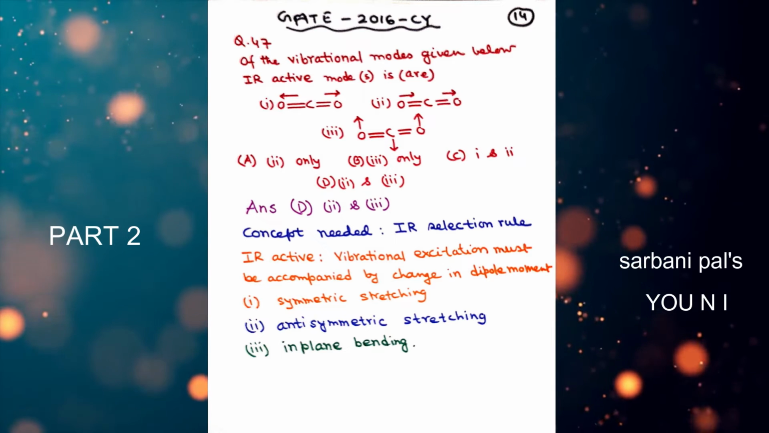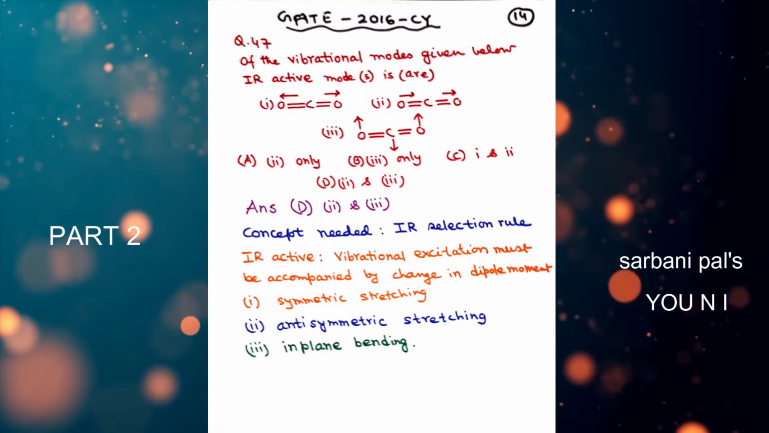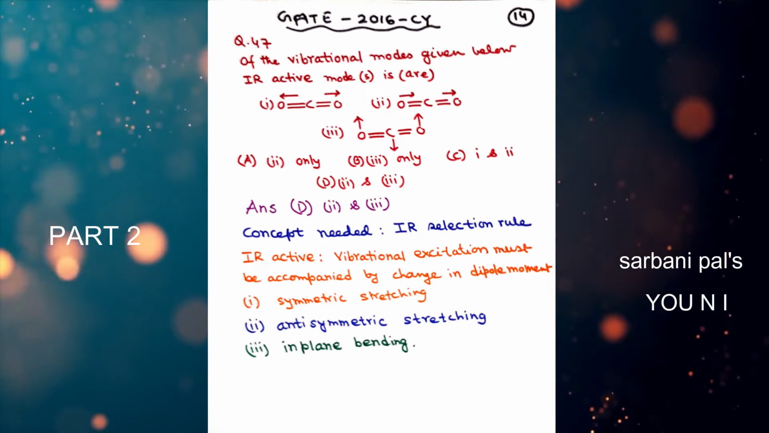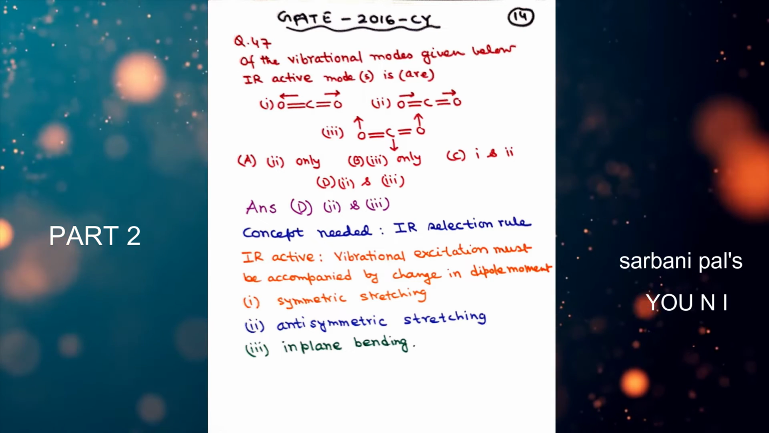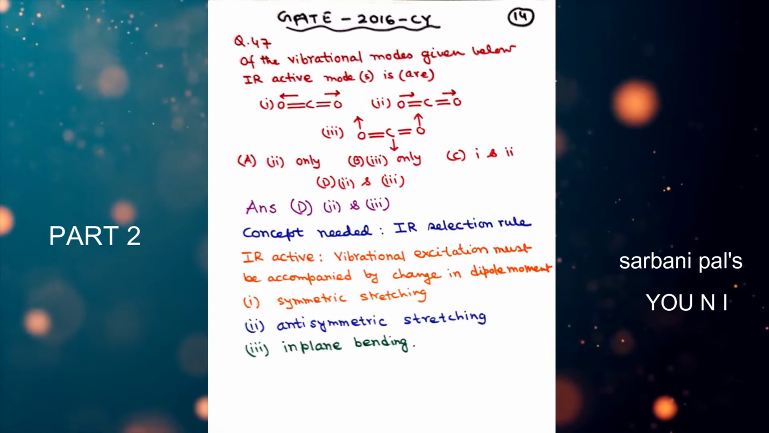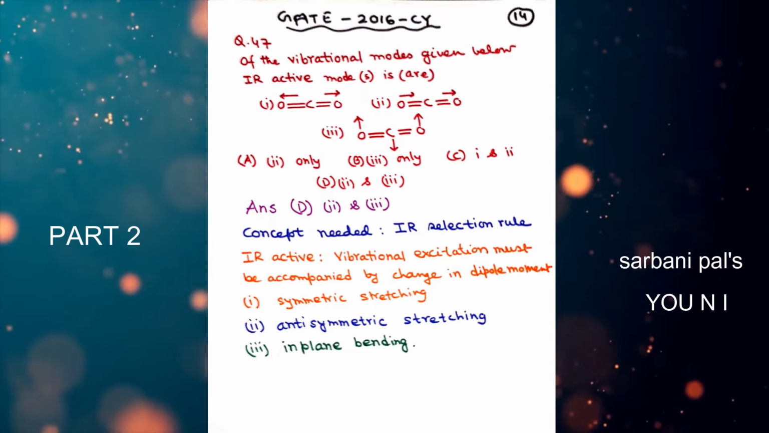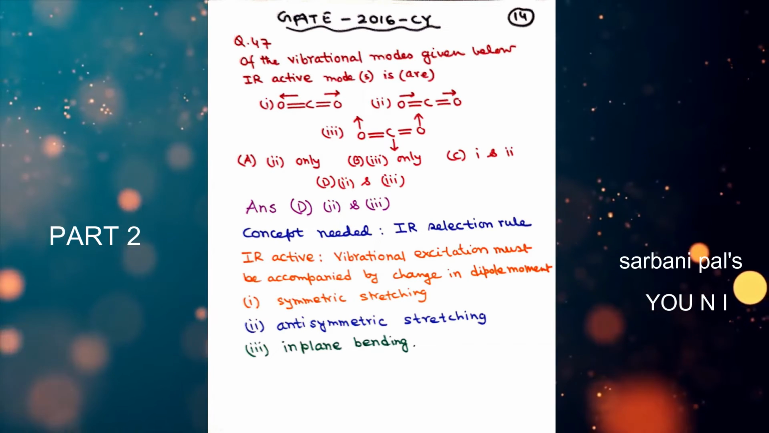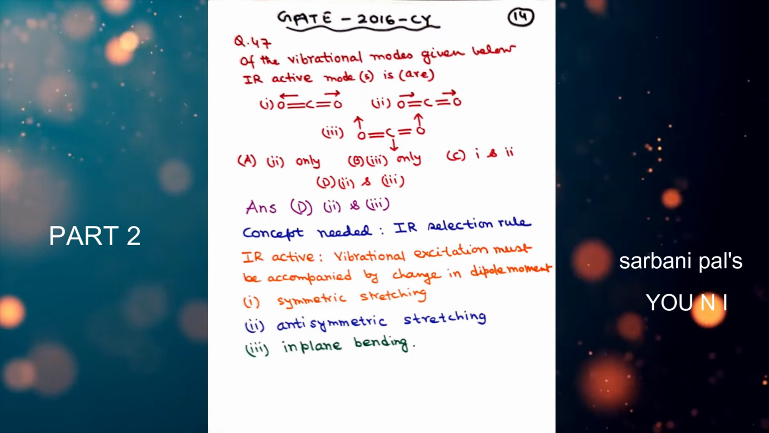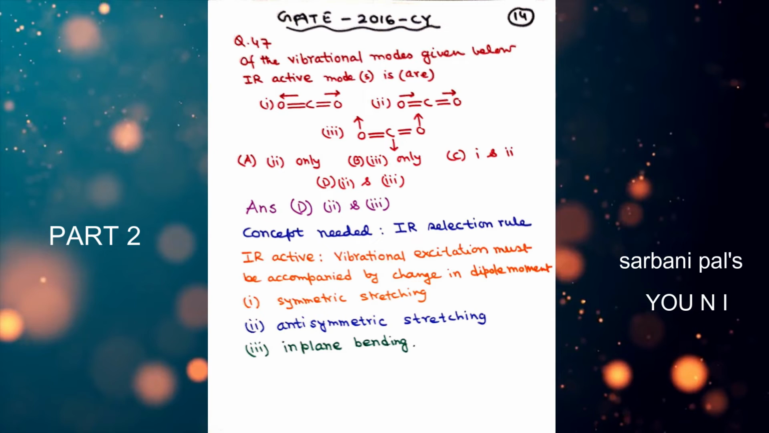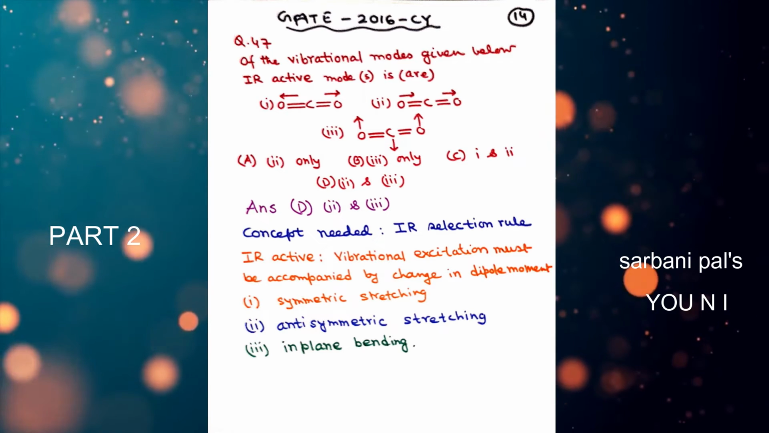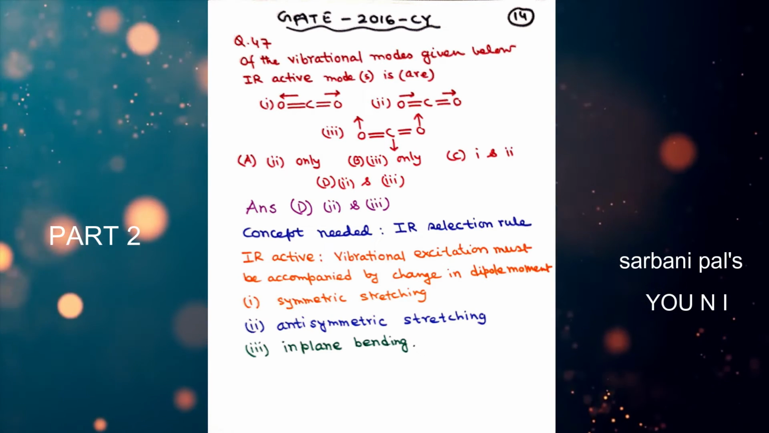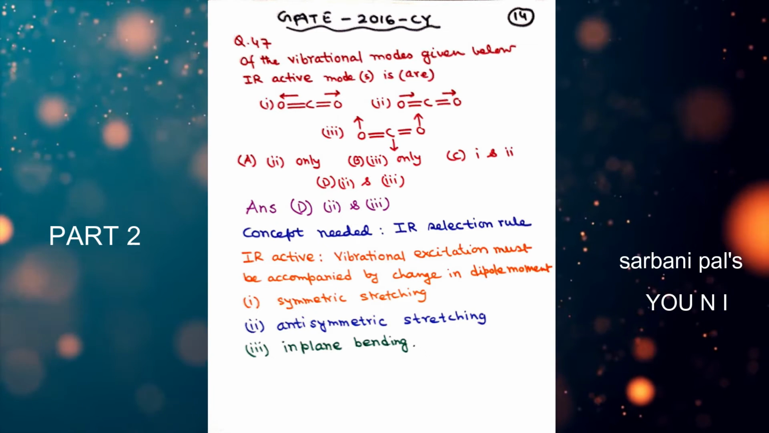In GATE 2017, no question was asked based on only IR. So let us move to the GATE 2016 chemistry question paper, question number 47. Now in this question they have given three stretching or bending modes of carbon dioxide, labeled as structure 1, 2 and 3, and after investigating these three we have to comment on the IR active modes out of these three. There are options A, B, C, D, and out of them we have to pick the correct option.